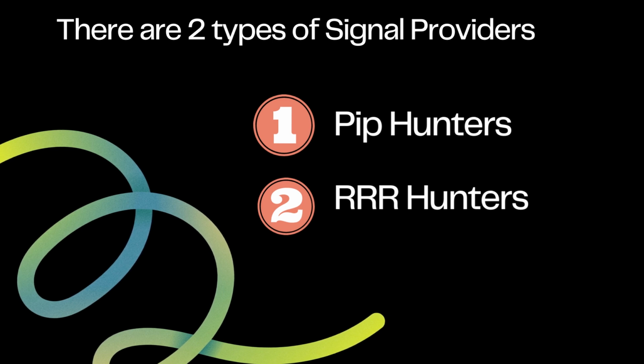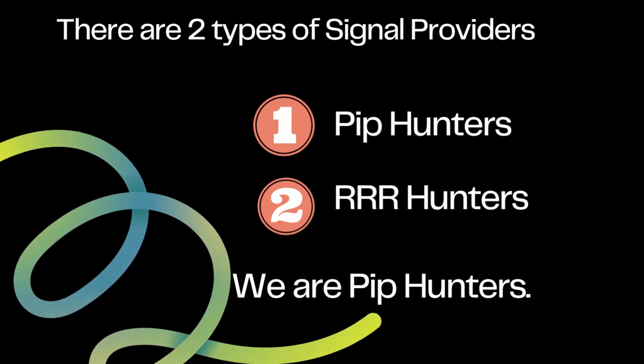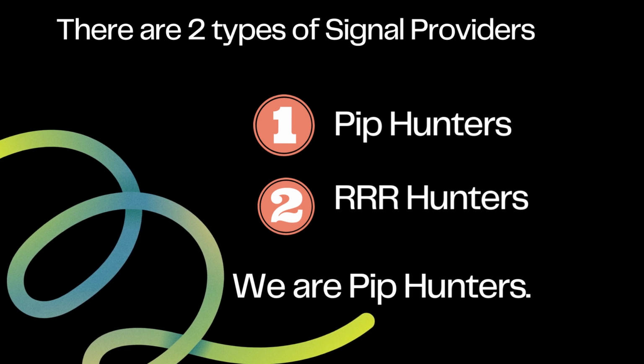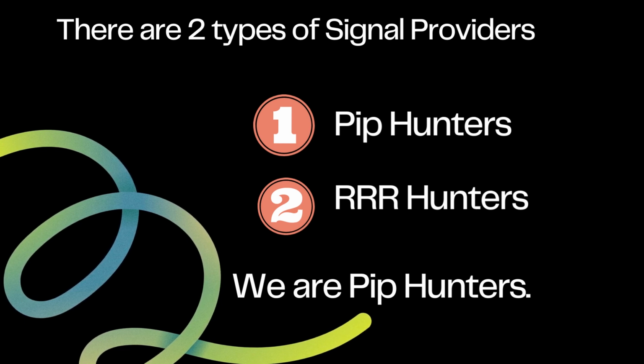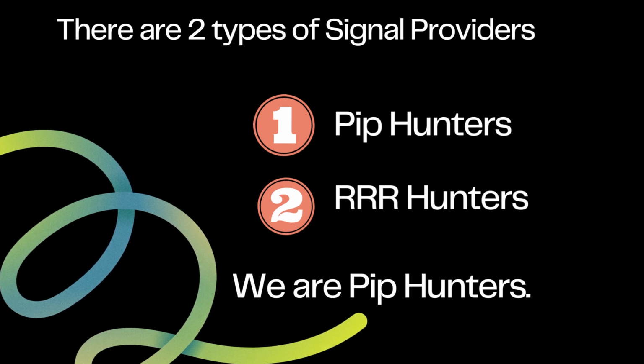So we are the pip hunters. We are concentrating mainly on hunting down the pips. Every week we have a target and every month we have a target. So we are trying to achieve those pip targets and not risk reward ratio targets.